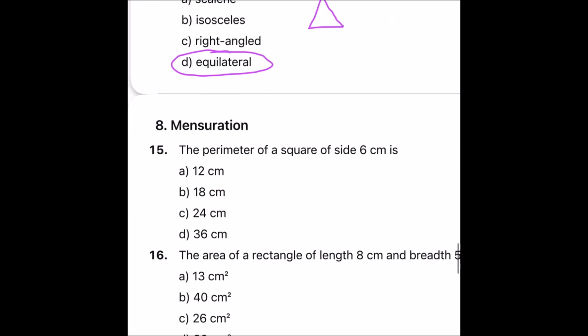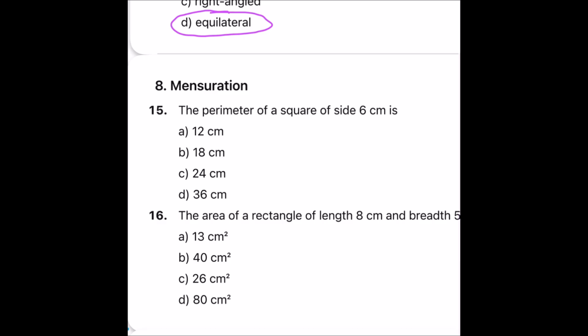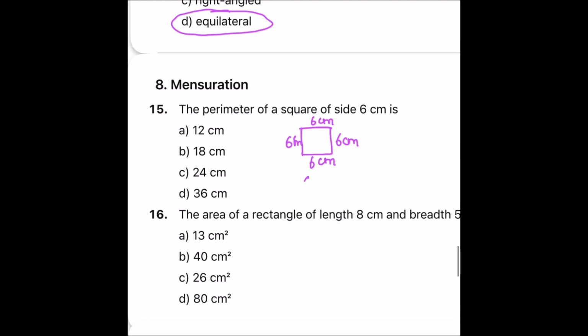Let's move on to the next chapter, mensuration. And this is question 15. The perimeter of a square of side 6 centimeter is. So let's make a square with 6 centimeter side. As it is a square, all sides will be 6 centimeters. And perimeter is the sum of all the sides of a figure. So this is going to be 6 plus 6 plus 6 plus 6, which equals 24 centimeters. So C will be the right option.